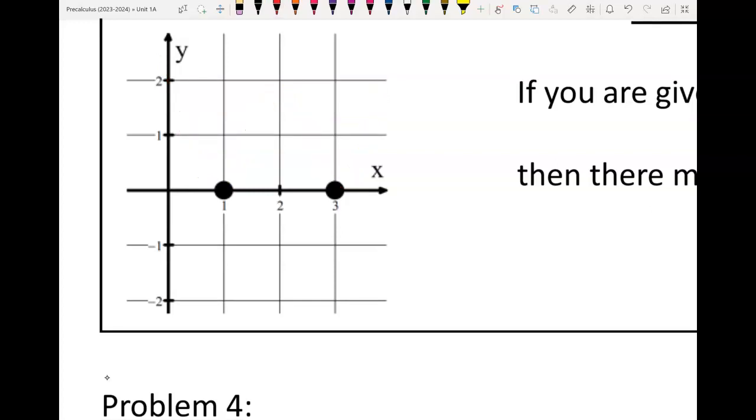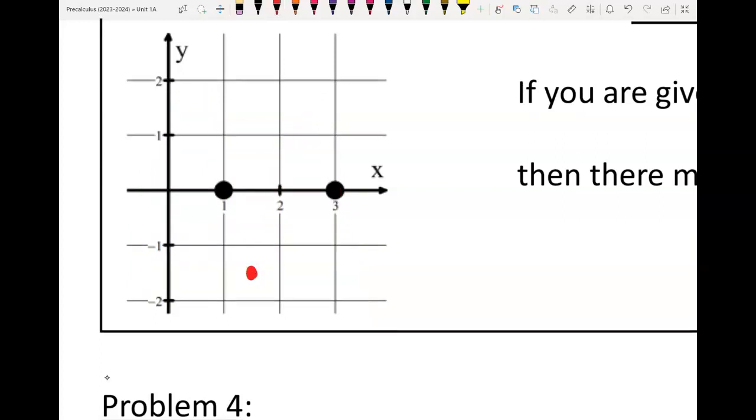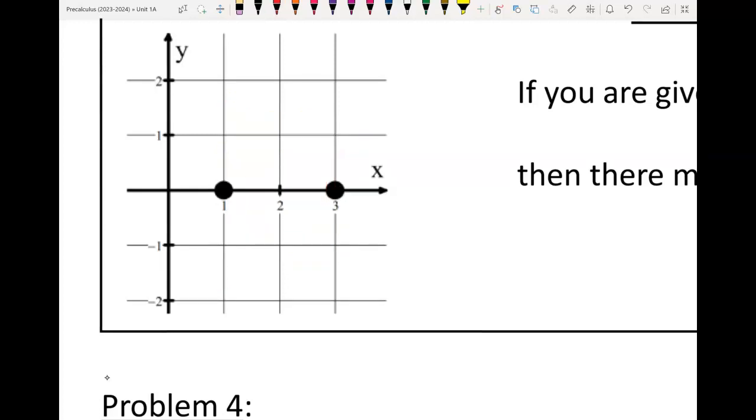So no matter how I was to draw a function, I have one going like this, and I still have some maximums or minimums in between. It guarantees that I have at least one. I could have, like I just drew, more than one. I could be going up and down a whole lot and have lots of maximums or minimums, but I know I have at least one.